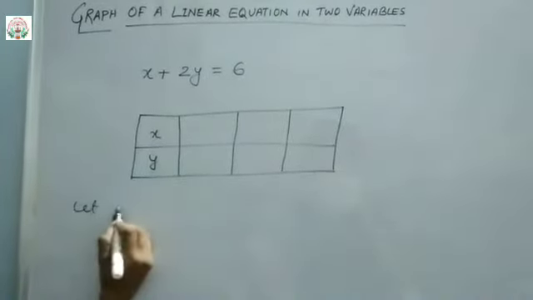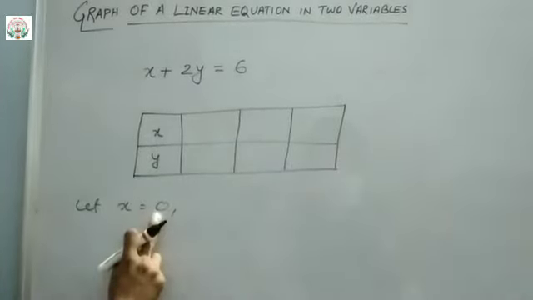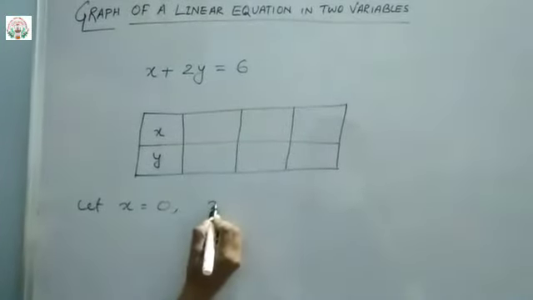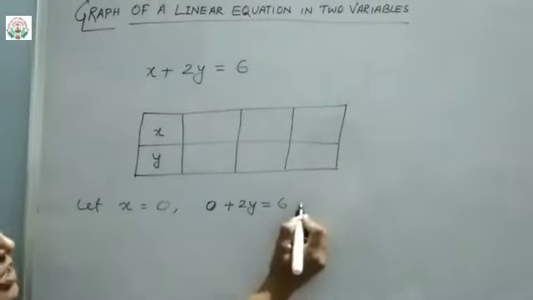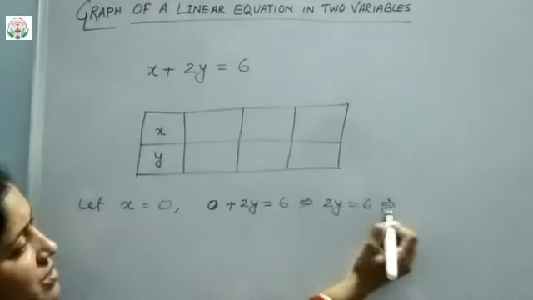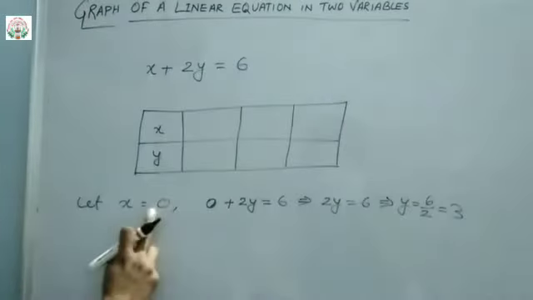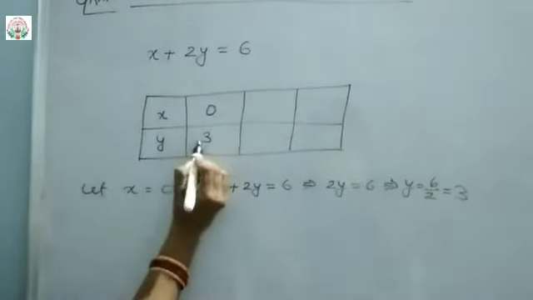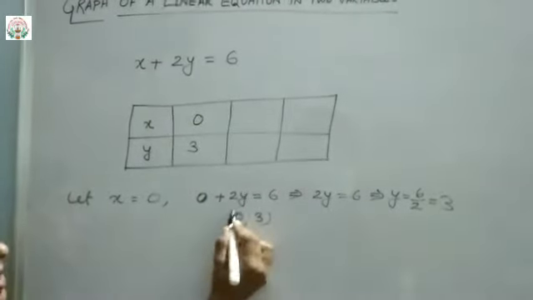Okay, now see, in this linear equation, suppose I am taking x equals to 0, then what will be the value of y? Put the value of x as 0 in this equation and get the value for y, that is 0 plus 2y equals to 6, which implies what? 2y equals to 6, implies y equals to how much? 6 upon 2, which is equals to 3. So that means when my x value is 0, what y value am I getting? 3. So this is 1 point. Okay, so the first point will be 0, 3.